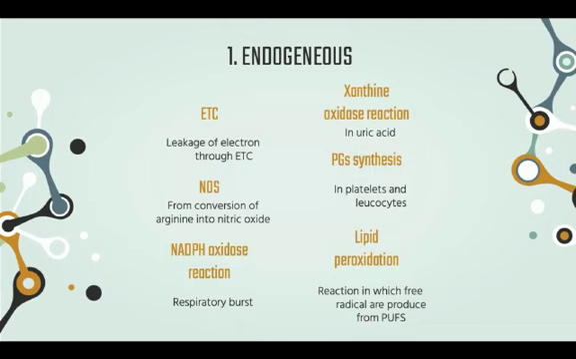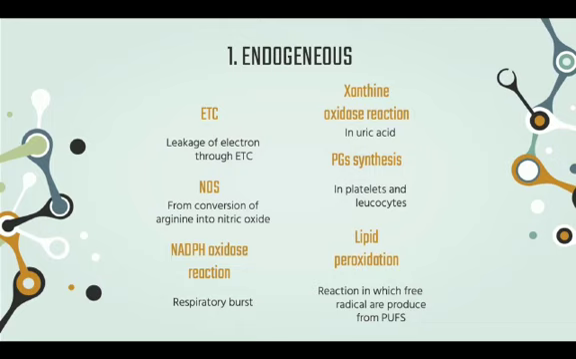The second one is nitric oxide synthase. From the conversion of arginine to nitric oxide with the help of nitric oxide synthase, there is a production of reactive oxygen species. Arginine is the precursor of nitric oxide, and nitric oxide regulates the metabolism of glucose, fatty acids and amino acids in mammals. The third one is the NADPH oxidase reaction.